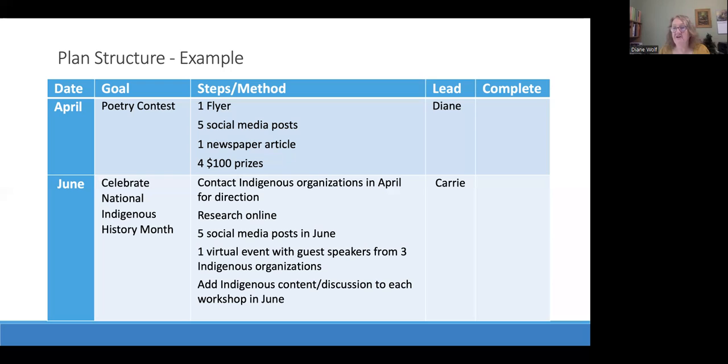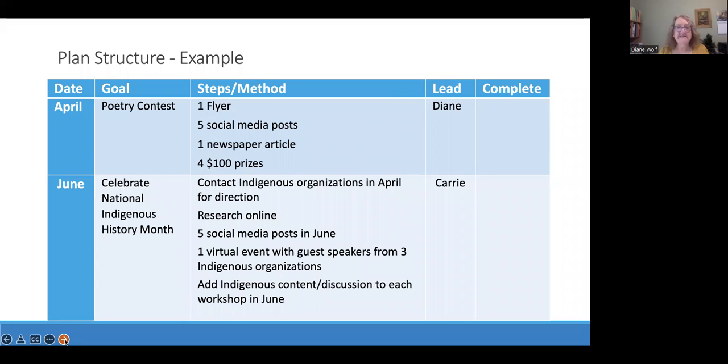Whoever is in charge of finding speakers for the event, they would have their own Google Drive with who they're going to contact and where they can find speakers. And is there a speakers bureau they could contact, or organizations who might be able to help them with that? So this chart is a short summary, and then you break it down.